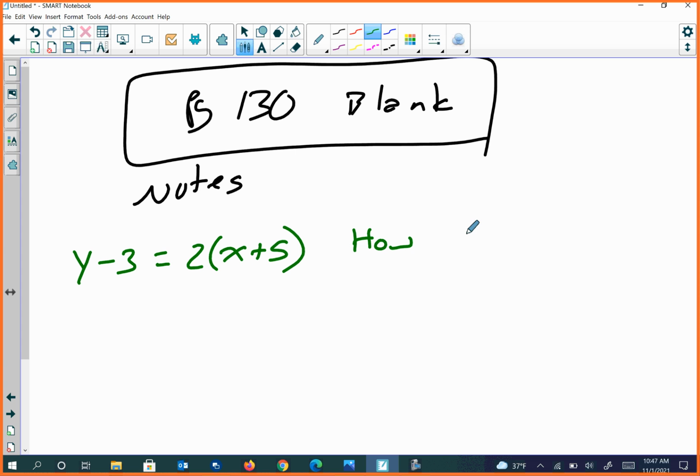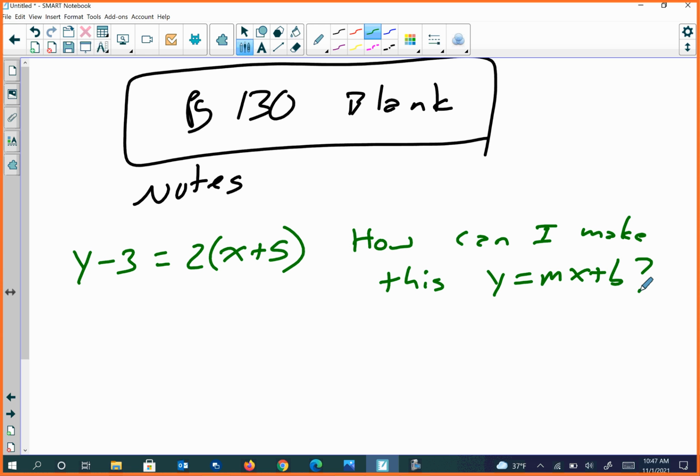How can I make this look like y equals mx plus b? How can I make this equation here look like y equals mx plus b?